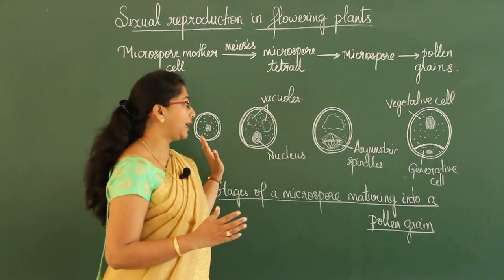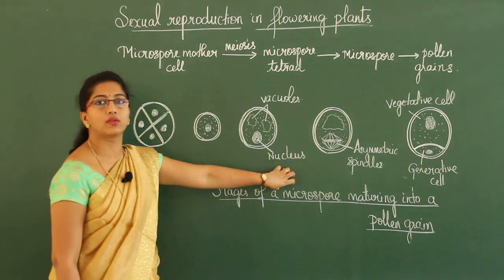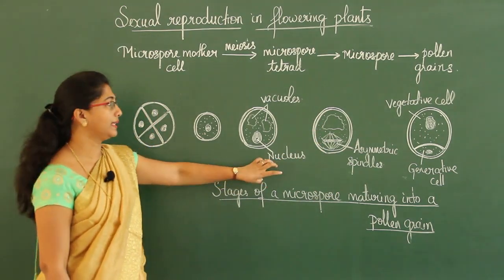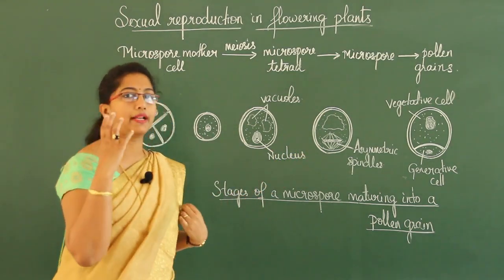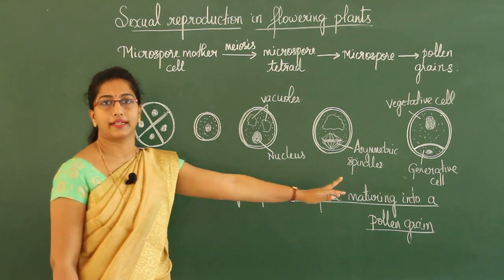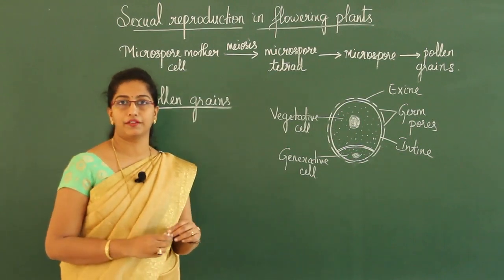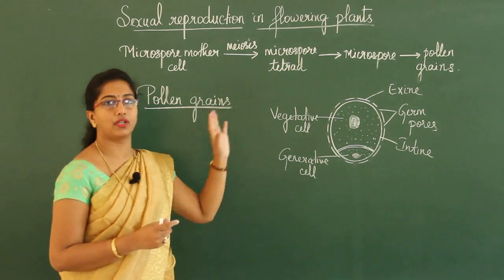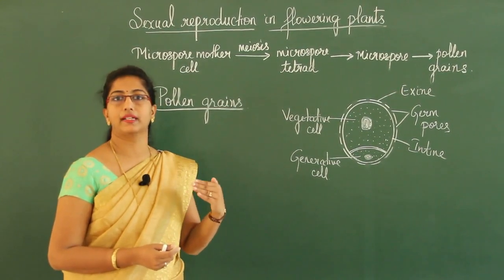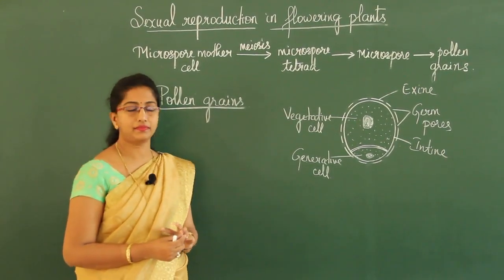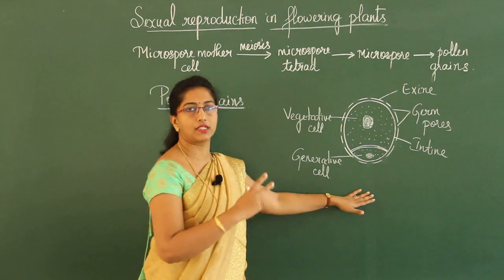So these are the developmental stages of a microspore maturing into a pollen grain. This can also be asked as a 3-mark question. Then you need to draw this diagram, and you just need to explain how a microspore develops into a pollen grain. I have explained the whole process of development of the pollen grain, that is microsporogenesis, and how the pollen grain develops. So the whole process we have studied. Now we will concentrate on the structure of the pollen grain.